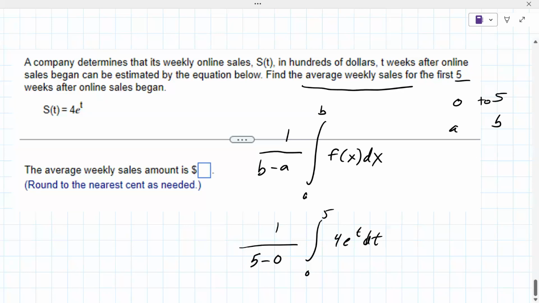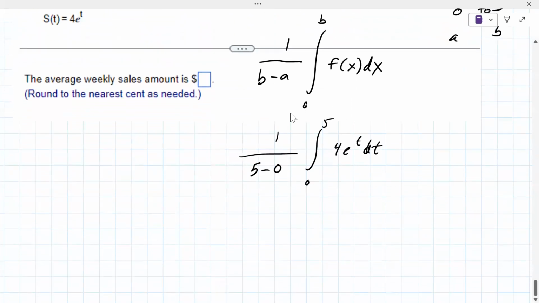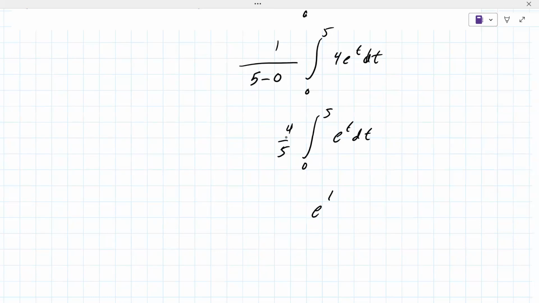All right, so the 4 can come out, so it becomes 4/5 integral 0 to 5 e to the t dt. And this is supposed to be one of those that you say, oh, great, I know how to find the antiderivative of e. The antiderivative of e is itself. Okay, so this becomes e to the t.